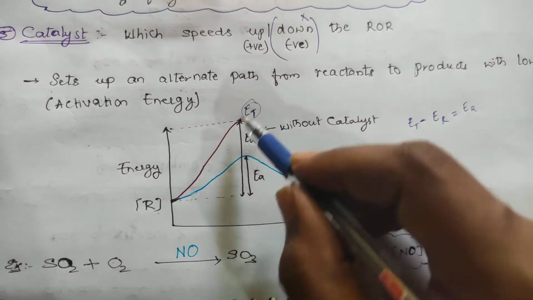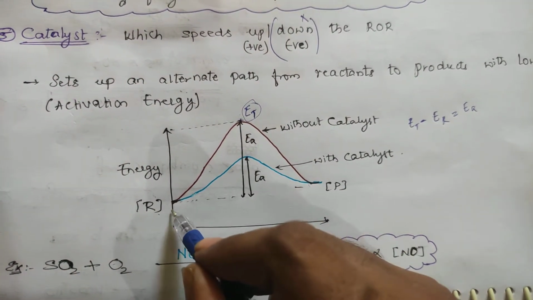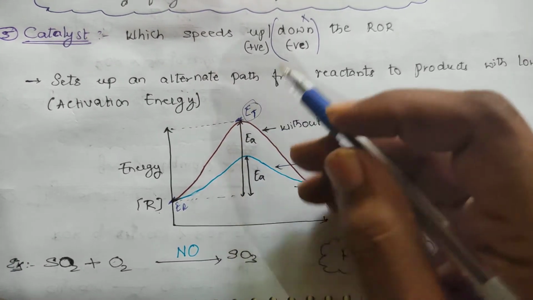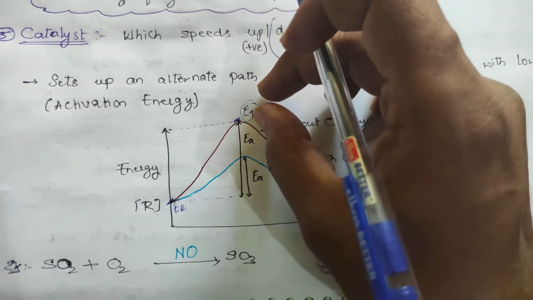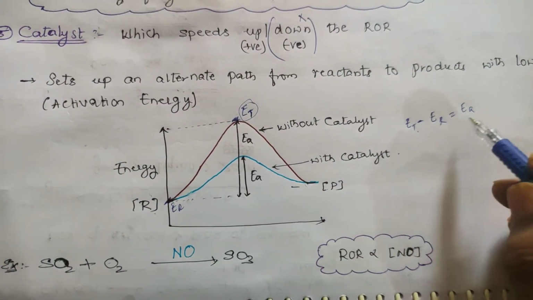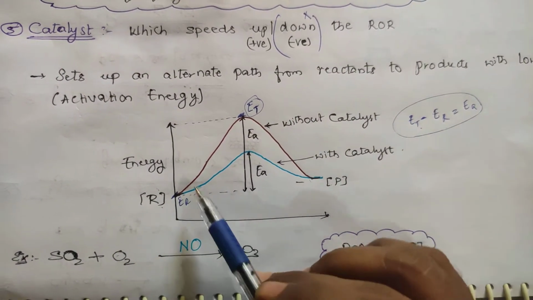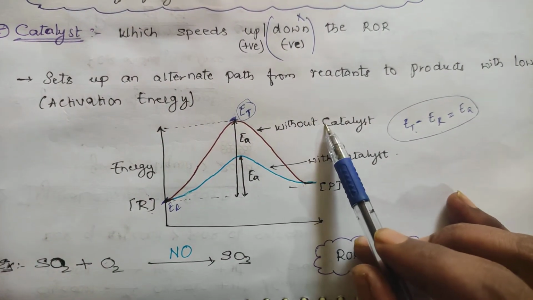This is the energy of the reactants, and this is the threshold energy. This difference, the threshold energy minus the energy of the reactants, gives the activation energy. So this is the path which occurs without catalyst.